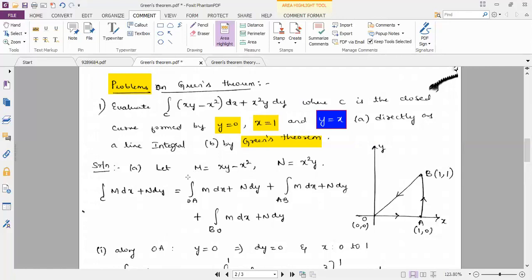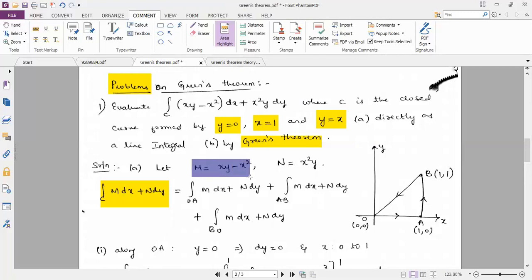Let us first compare the given expression, integral over C of (xy minus x square) dx plus x square y dy, with the standard form, integral over C of M dx plus N dy. On comparing, we get M equals xy minus x square and N equals x square y.